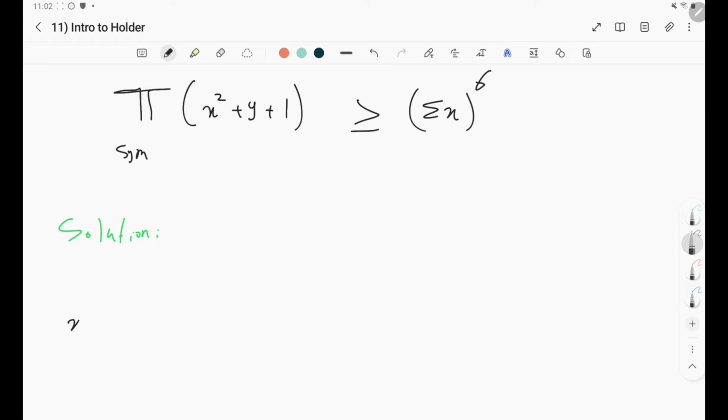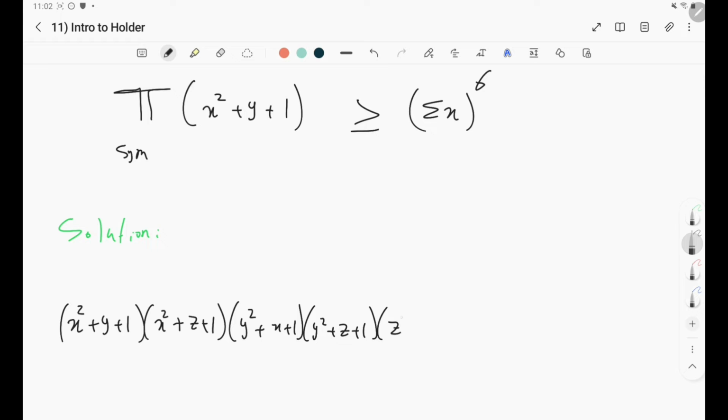So let's start doing that. x squared plus y plus 1. We're also going to have x squared plus z plus 1, y squared plus x plus 1, y squared plus z plus 1, z squared plus x plus 1, and z squared plus y plus 1.